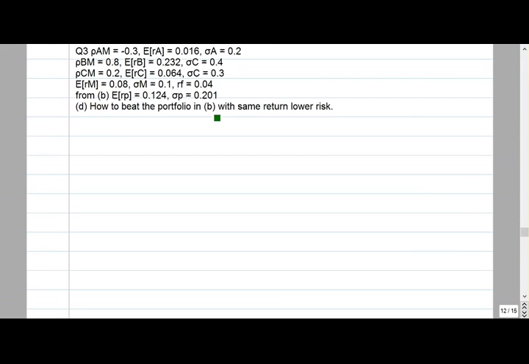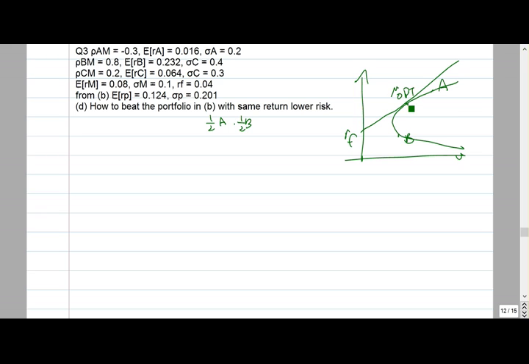Here we want to beat the portfolio in B, which is half A and half B, with the same return, lower risk. So on a diagram, suppose we have A here, B here, and this frontier looks like that, and our optimal, or the market, this is the market portfolio, this is risk-free. So what we want to do here is half A, half B, suppose it's here, it really should not be.